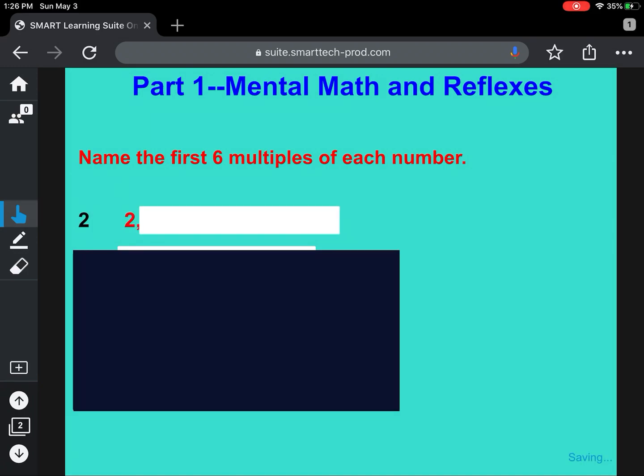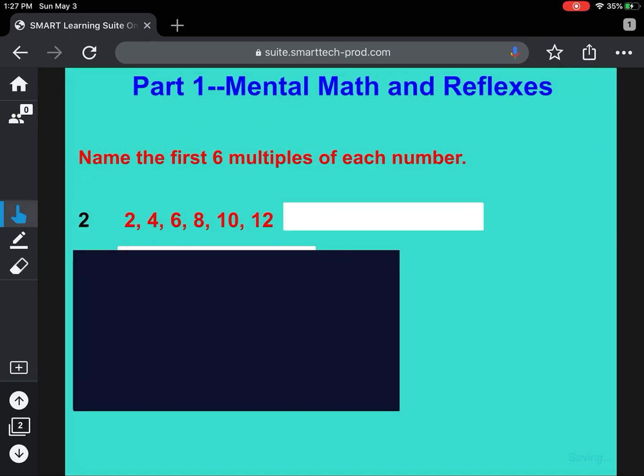So 2 times 1 is 2, 2 times 2 is 4. 2 times 3 is 6. 2 times 4 is 8. 2 times 5 is 10. And 2 times 6 is 12. The first 6 multiples of 2 are like counting by 2's. You're going to try the next one.